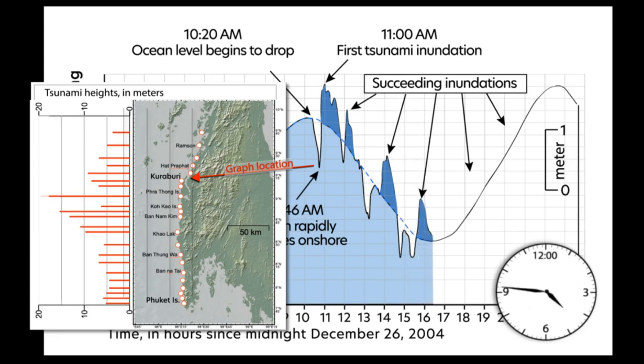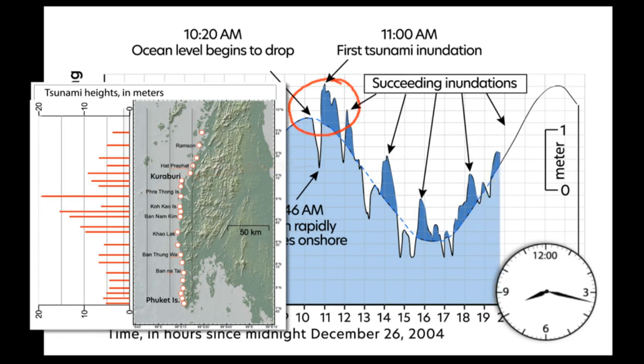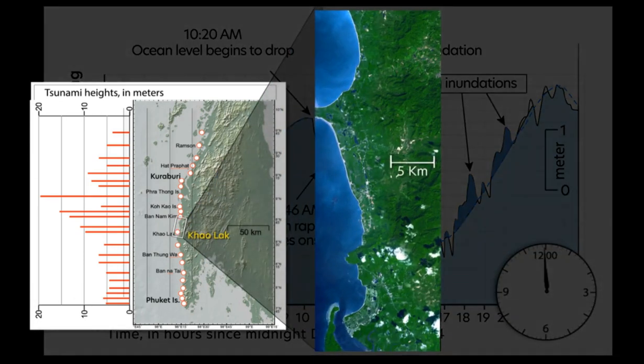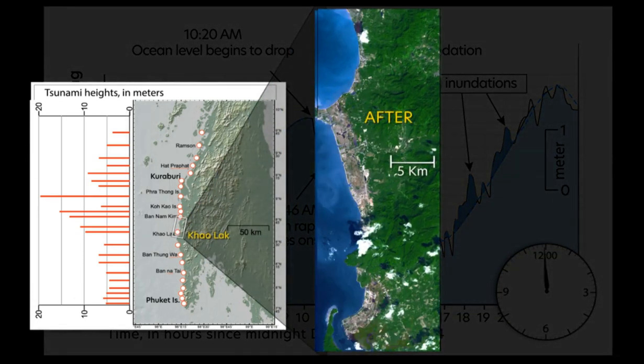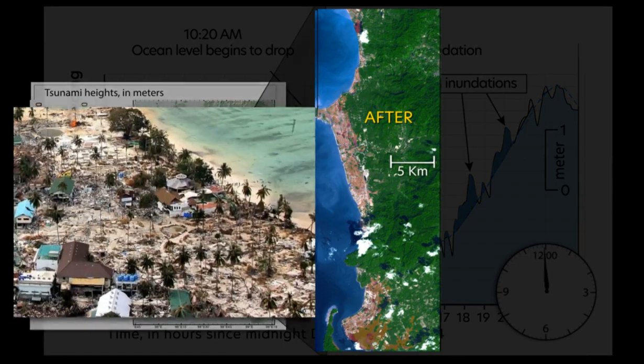Because the tsunami arrived at high tide, initial waves produced inundation depths nearly as deep as measured tsunami heights, and tsunami destruction was much worse than would have occurred if the tsunami arrived at low tide. Comparing before and after satellite images shows coastal lowlands up to 4 kilometers from shore stripped of vegetation and heavily damaged.